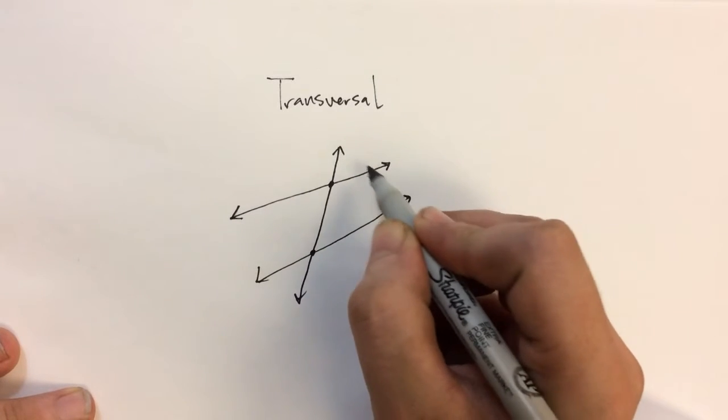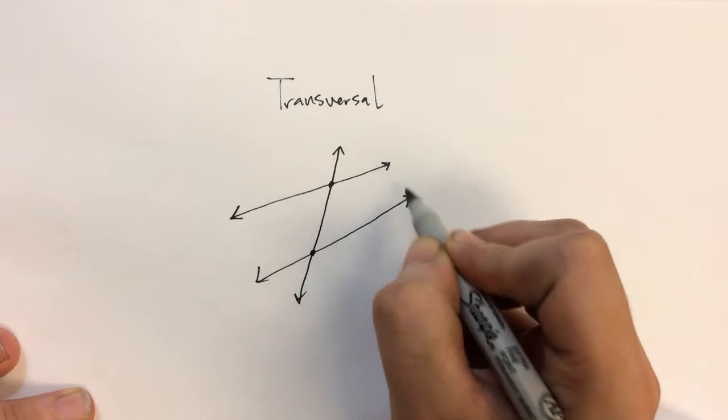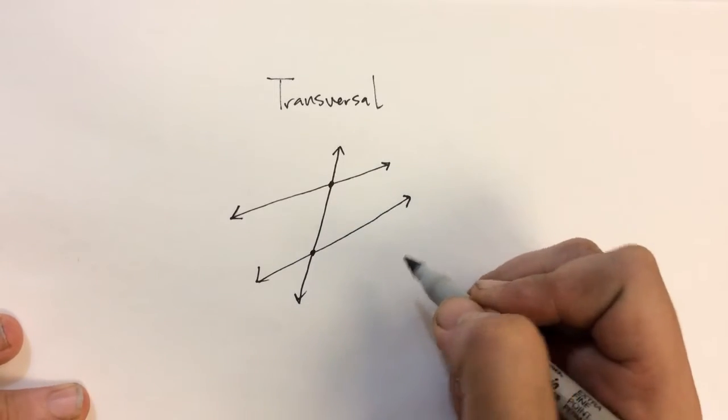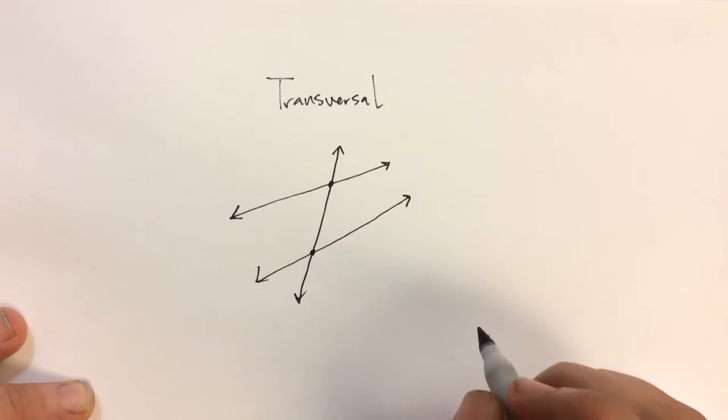The most interesting transversals are transversals in which these 2 lines are parallel. I've drawn them here so that they don't look perfectly parallel, because if they're not parallel, they're still a transversal.